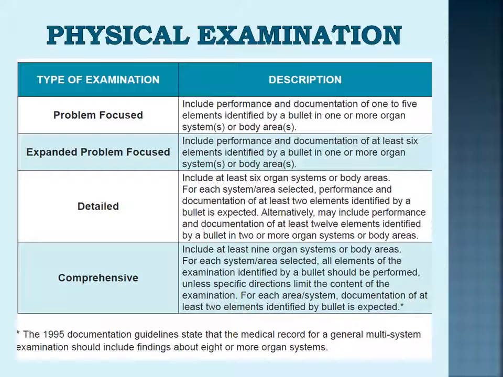The detailed physical exam is an extended examination, includes at least 6 organ systems or body areas, and at least 2 elements identified by a bullet is expected for each area. The comprehensive is a general multi-system physical examination, or otherwise known as a complete examination of a single organ system or organ systems. It includes at least 9 of those systems or body areas, and for each area or system, documentation of at least 2 elements identified by the bullets are expected.